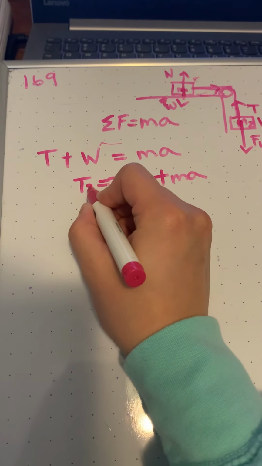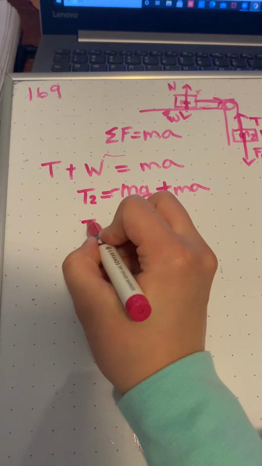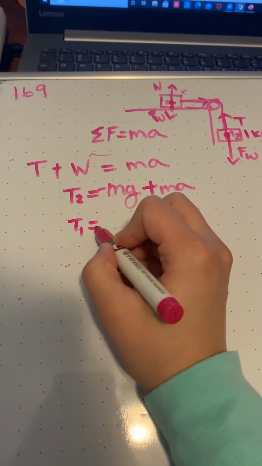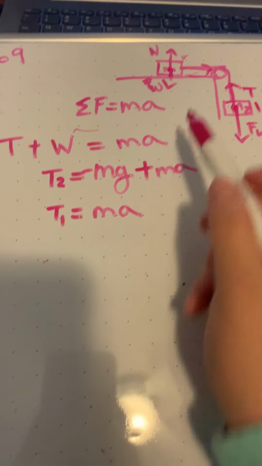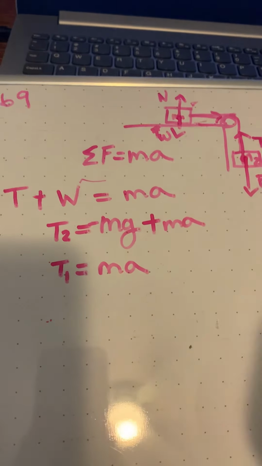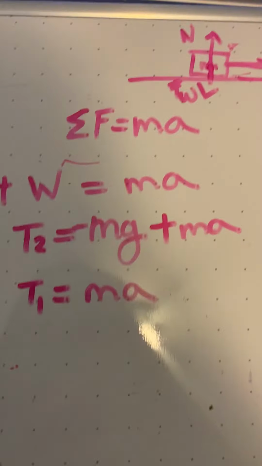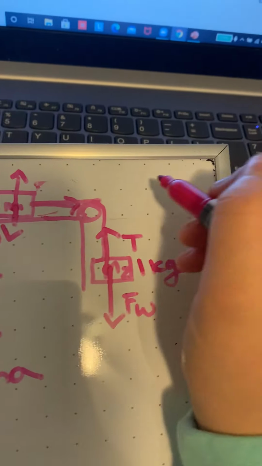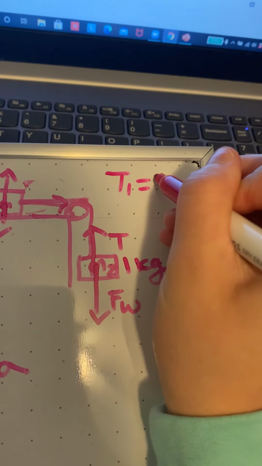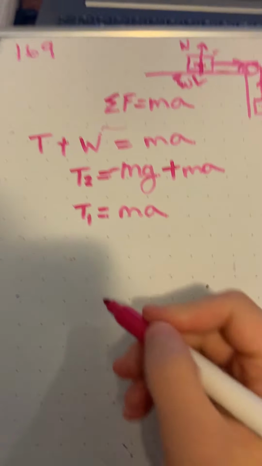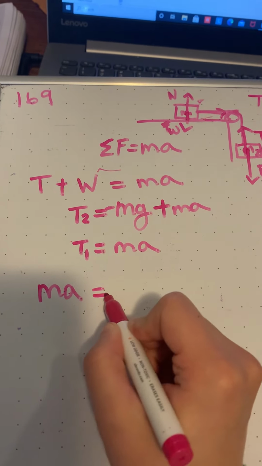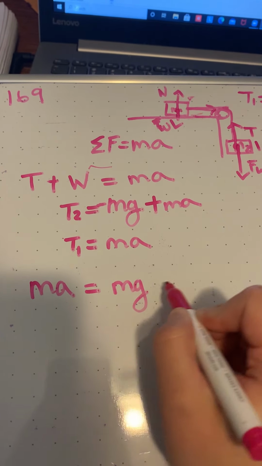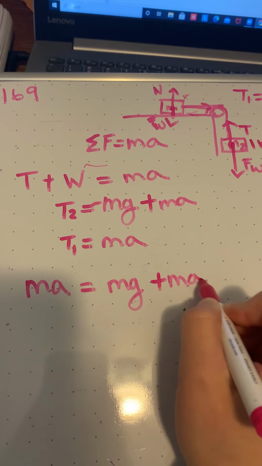So we'll say this is T2. Tension 1 is just equal to mass times acceleration because of these two forces canceling each other out. So we have tension 1 is equal to ma. Well, since these are connected, what do we know about tension? We know that tension 1 is going to equal tension 2. So then we could say here that tension 1, ma, is equal to tension 2, which is mg plus ma.